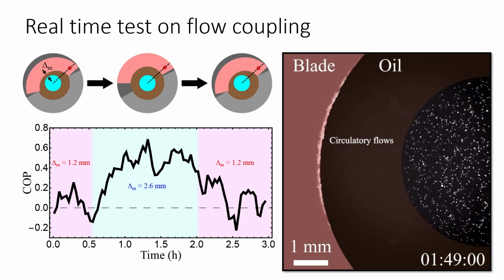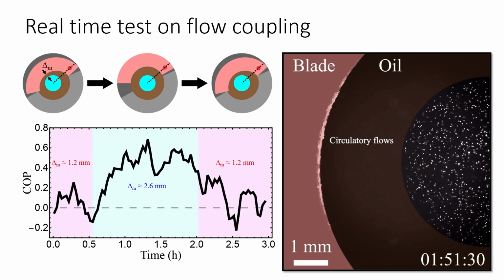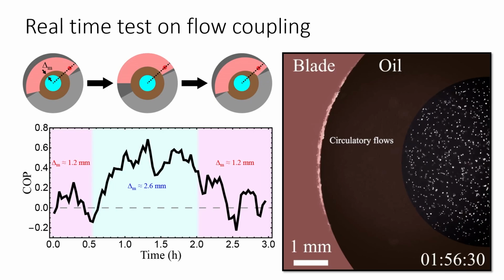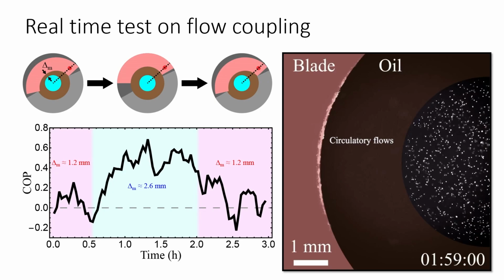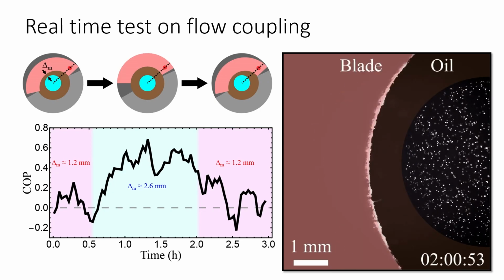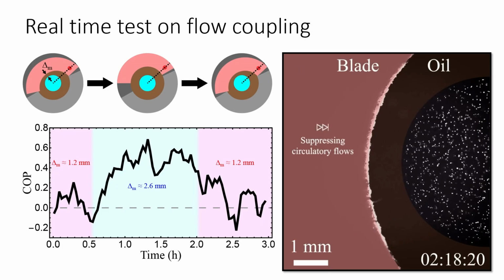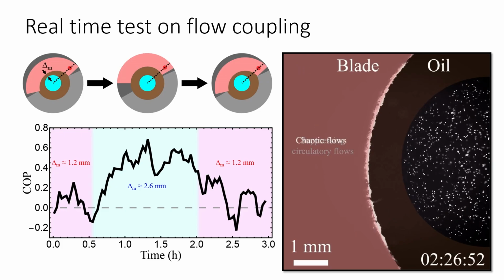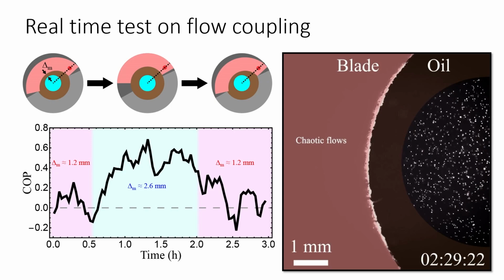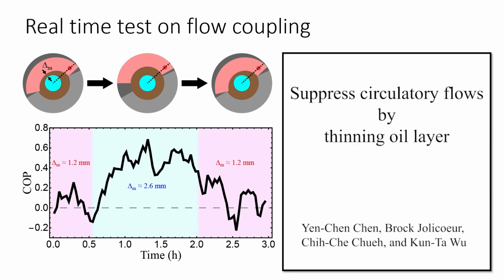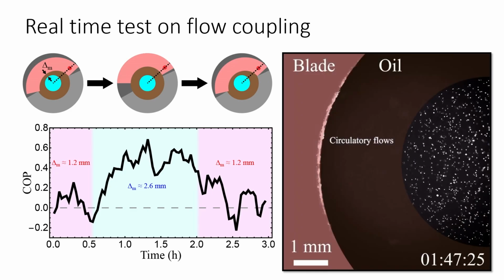When active fluid was circulating, we approached the blade toward the droplet. After a while, the circulatory flow faded away. Here, we conclude the experiment was successful. The success of the experiment has two significant meanings.